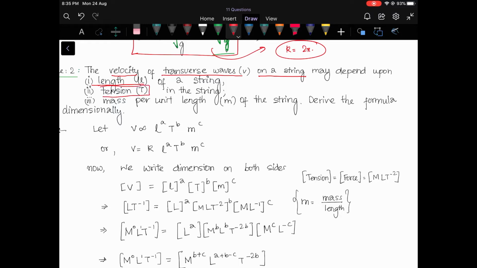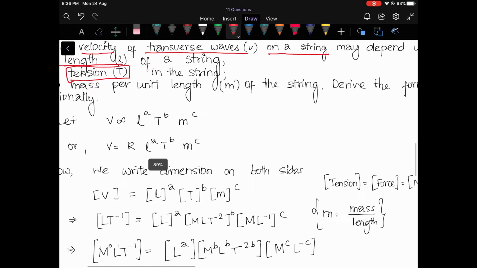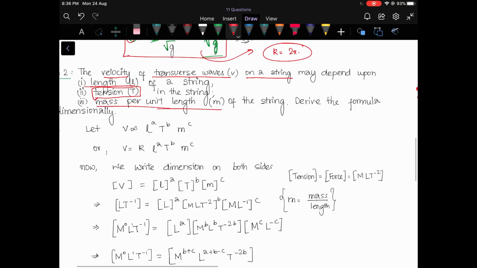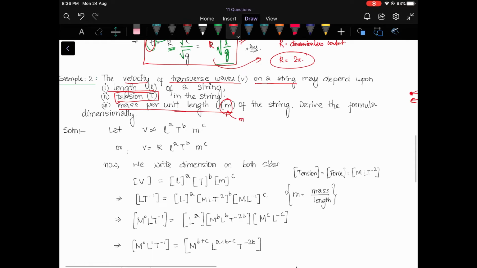It depends on the tension. Tension simply means with what force the string is being pulled on either side where it is fixed. So tension is simply your force. Then finally we have something called mass per unit length, m. One thing to note here is that this m is not mass, but they have said it is mass per unit length. So you cannot take the dimension of this to be M, it must be M by L. So we need to derive the formula for the transverse wave velocity using the method of dimensions.